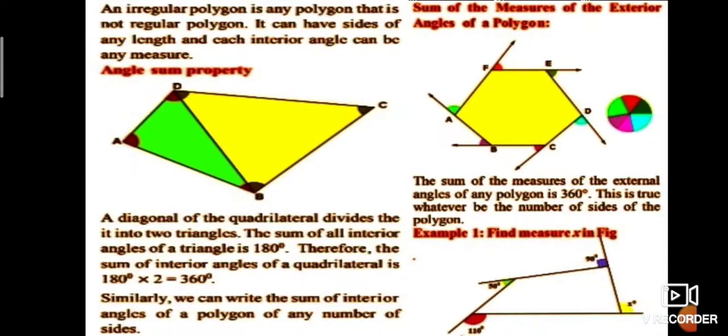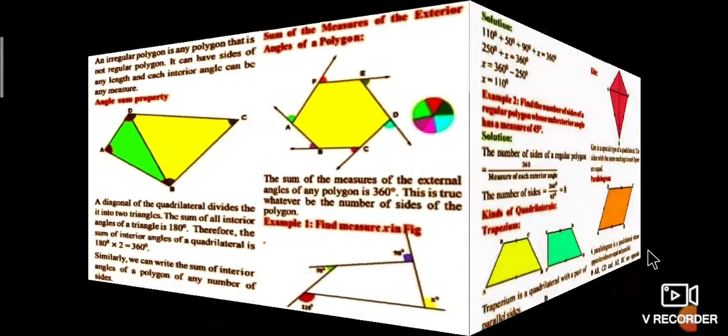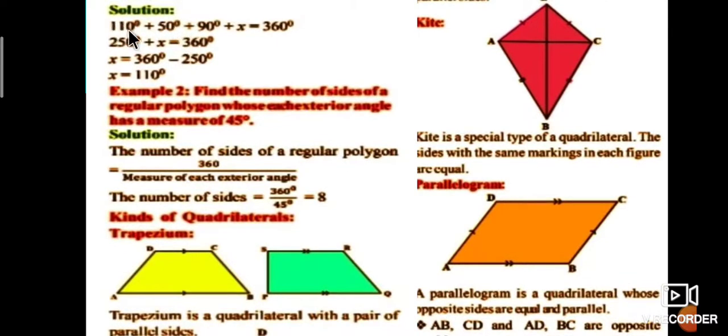We know that the sum of the exterior angles of a polygon is 360 degrees. Therefore, 110 plus 50 plus 90 plus x is equal to 360 degrees. 110 plus 50 is 160, 160 plus 90 is 250, so 250 plus x is equal to 360. Transposing, x is equal to 360 minus 250. Therefore, x is equal to 110 degrees. The fourth exterior angle is 110 degrees.